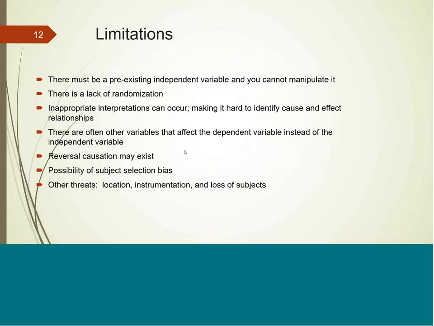There are often other variables that affect the dependent variable instead of the independent variable. And again, the independent variable cannot be manipulated. We never know if the groups were equal before the differences occurred. And then there are other threats like the location, instrumentation, and loss of subjects, and sometimes even the attitude of subjects we don't know. So those are some of the limitations of causal comparative studies.